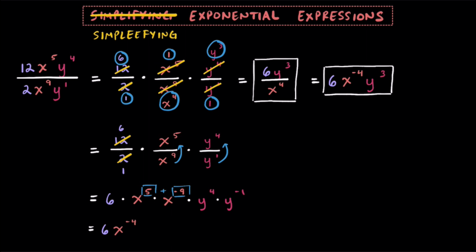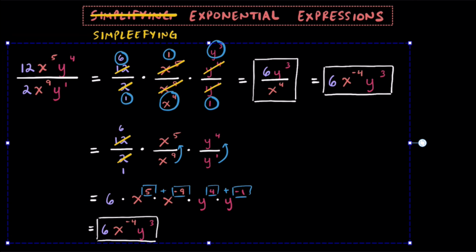And then finally for this y to the 4th power, we multiply that by y to the negative 1st power, we add those exponents together, and that's going to be y to the positive 3 power. So that's actually what we got earlier, so this checks out using negative exponents and no fraction bars for the most simplified expression. Let's try another one together.